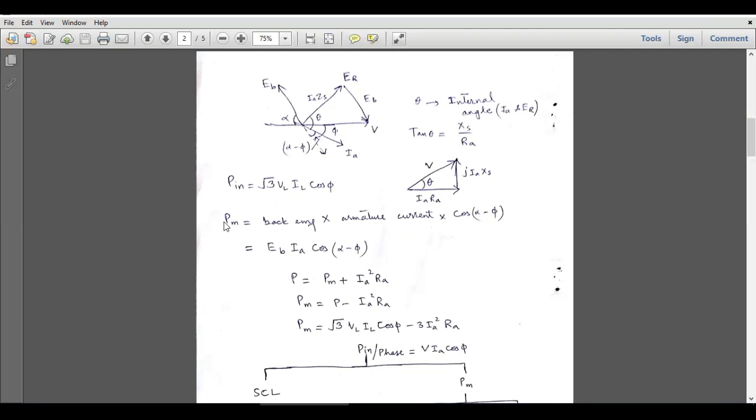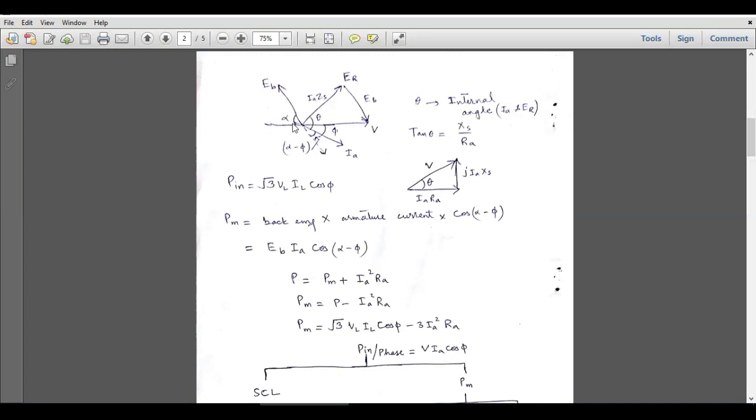And the mechanical power can be written as the product of back EMF and the armature current multiplied by cos of alpha minus phi. So mechanical power is equal to back EMF multiplied by armature current into cos of the angle between them. Now the angle between EB and IA is alpha minus phi, which we can observe from this phasor diagram. This is EB. The opposite of EB will be lying over here, and this angle is phi between V and IA.